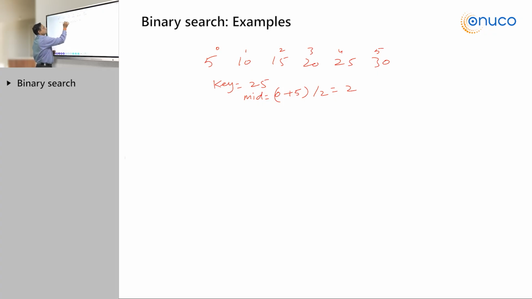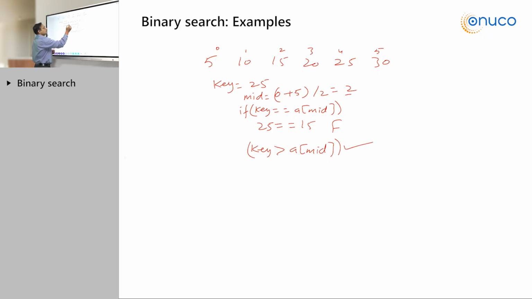Then you are going to compare: is key equal to a of mid? So is 25 equal to a of mid, a of 2 is 15? No, false. It is not equal. If it is false, then there is a case where the key element is greater than a of mid or lesser than a of mid. So let us see, the key element is 25, so it will go in the case key is greater than a of mid.